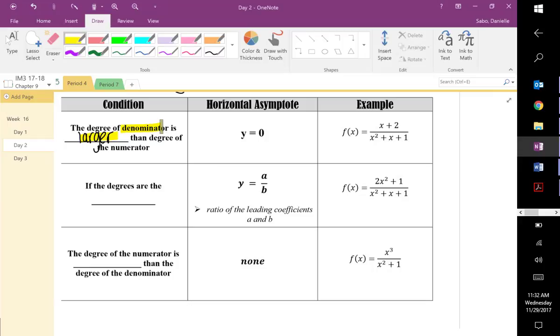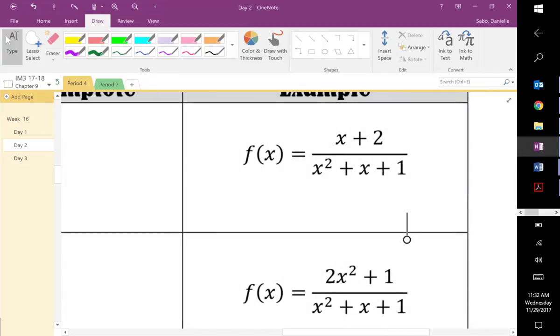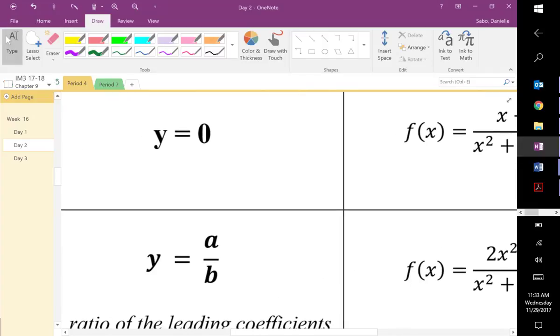Now I'm going to explain that to you with the example I see. If you look here, do you see how the top, what's the degree of the top? 1, right? Which is only one of them. What's the degree of the bottom? 2. So 2 is higher than 1. So that means my asymptote will be at y equals 0. That's just a fact that I'm going to give to you and that you need to know or be able to reference.